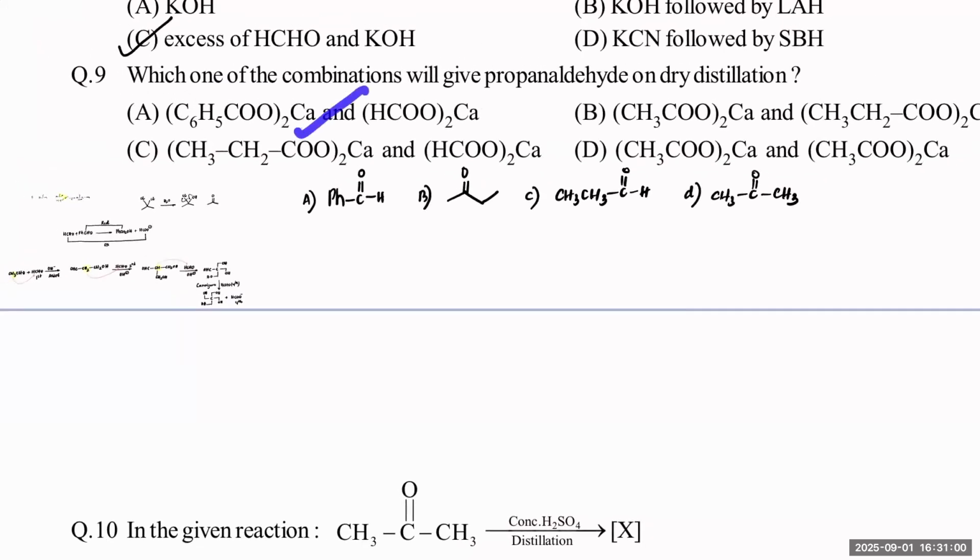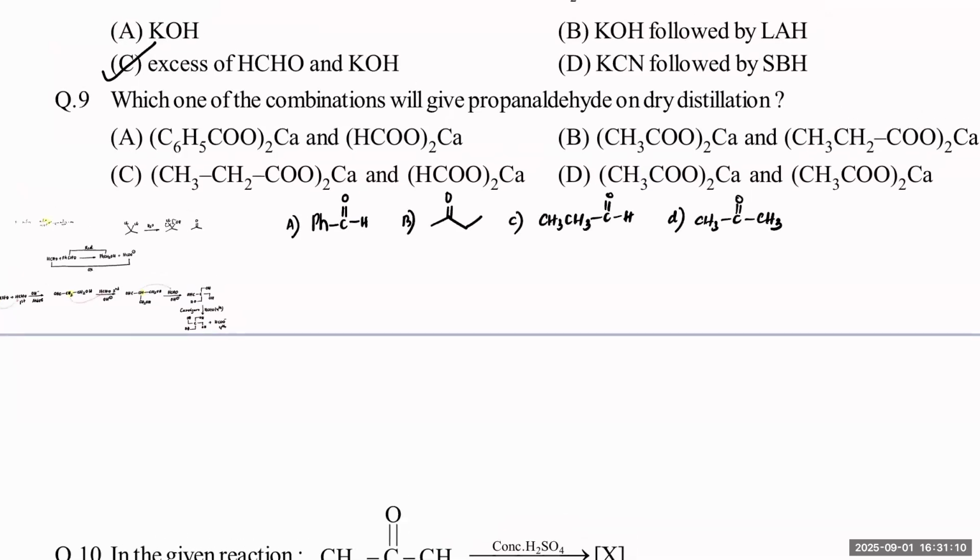Are you comfortable understanding how the distillation products are coming? Right? Is that clear, beta? Right. So which one is our option here? C, because we require propanaldehyde.